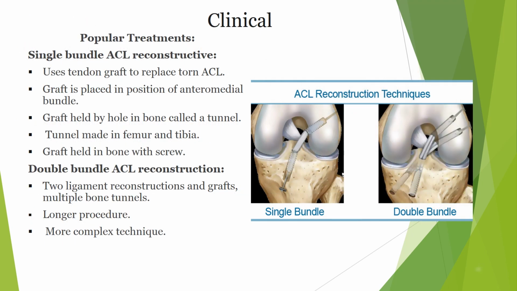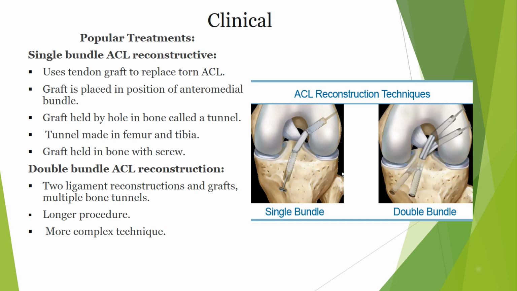The most popular treatment for the torn ACL is a single bundle or double bundle reconstruction technique. Both techniques are said to restore the native anatomy and mechanics of the joint and restore the tension pattern of each bundle. In the single bundle ACL reconstructive technique, surgeons use a tendon graft to replace the torn ACL. The graft is then placed in the position of the anteromedial bundle. The graft is held in place by a tunnel technique. Surgeons drill a tunnel in the femur and tibia, and the graft is held in the bone with a screw.